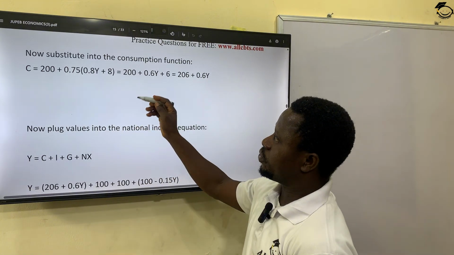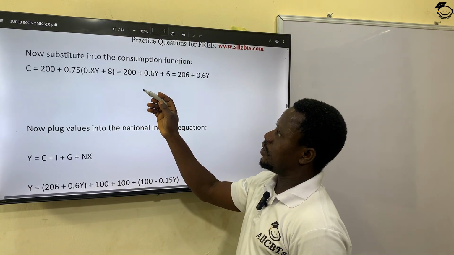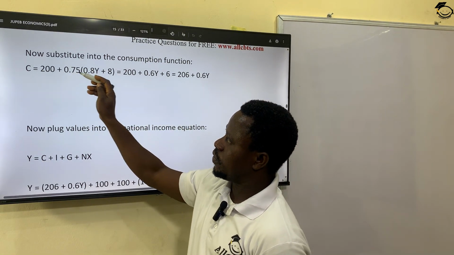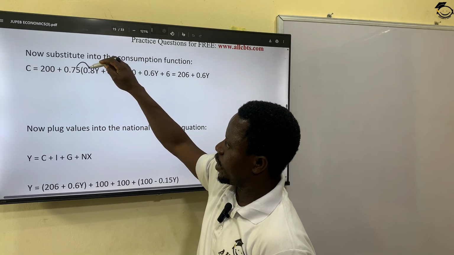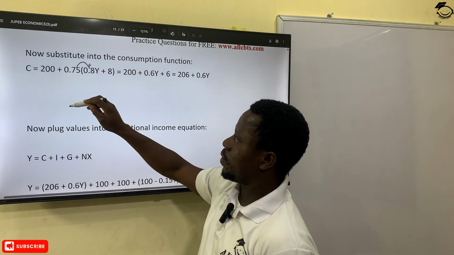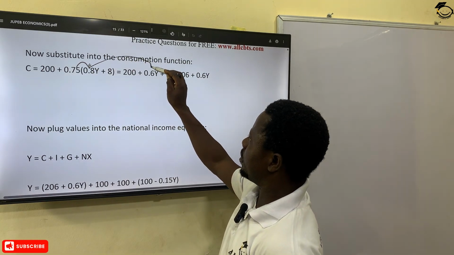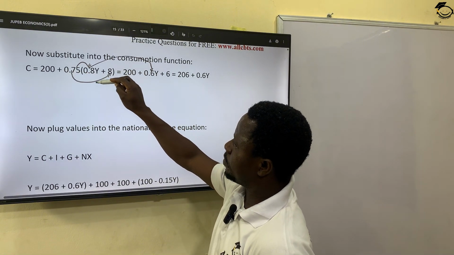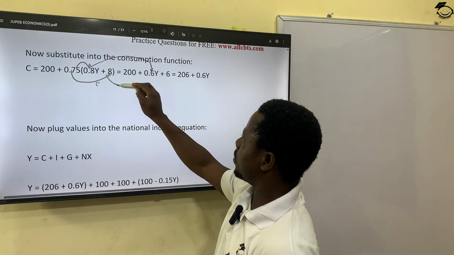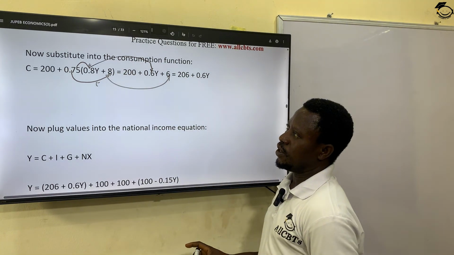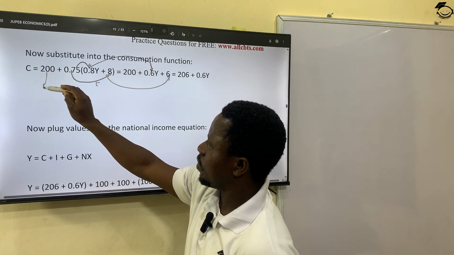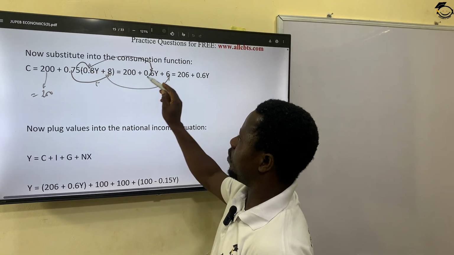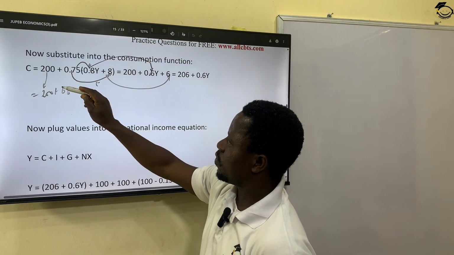Now, what we need to do now is to start to open up the brackets and substitute for all our equations. Like here now, this is the consumption function given to us. So this 0.5 times 0.8y, okay, will give us 0.6y, okay? 0.75 times 8 will give us what? 6. That's what we have here. So 200 is still here. Our 200 is still here. Then this times this gives us this. So that's why we have the 0.6y.